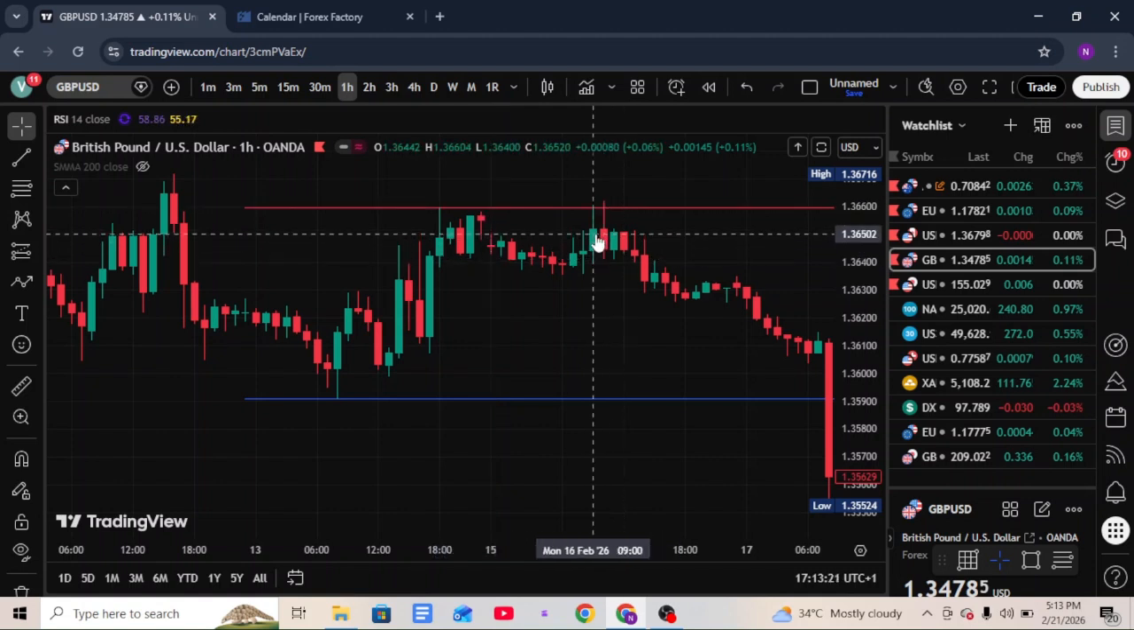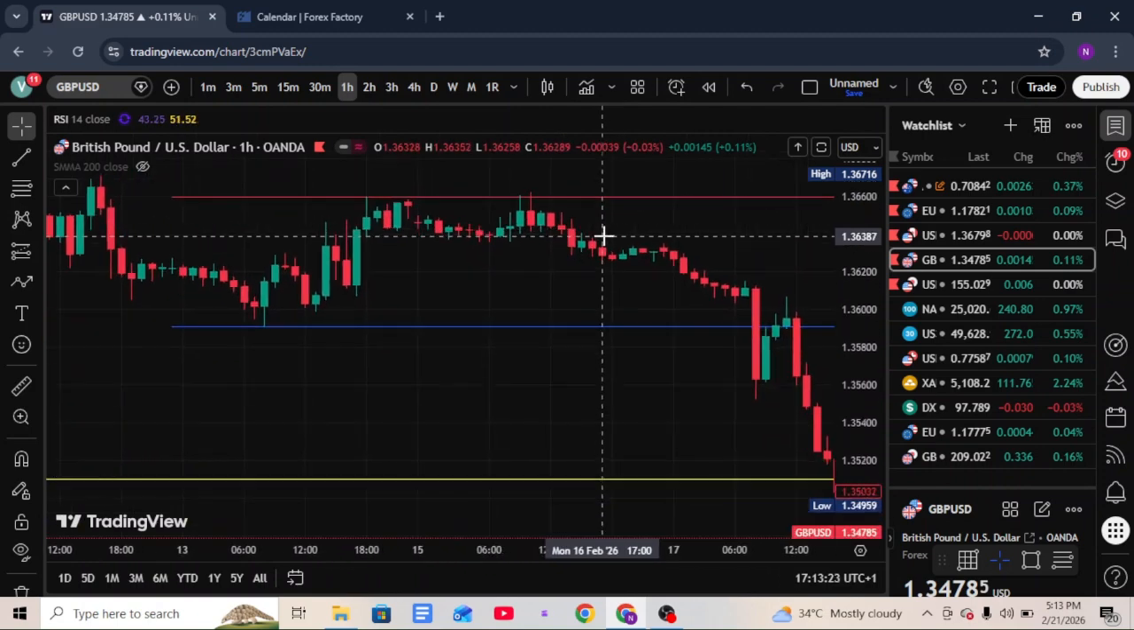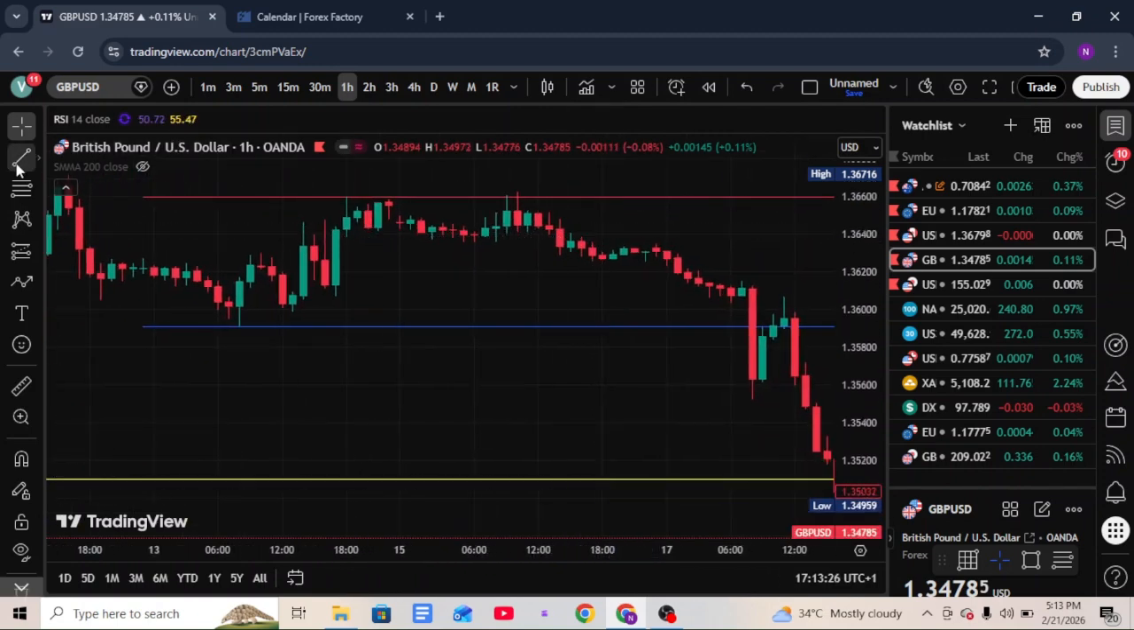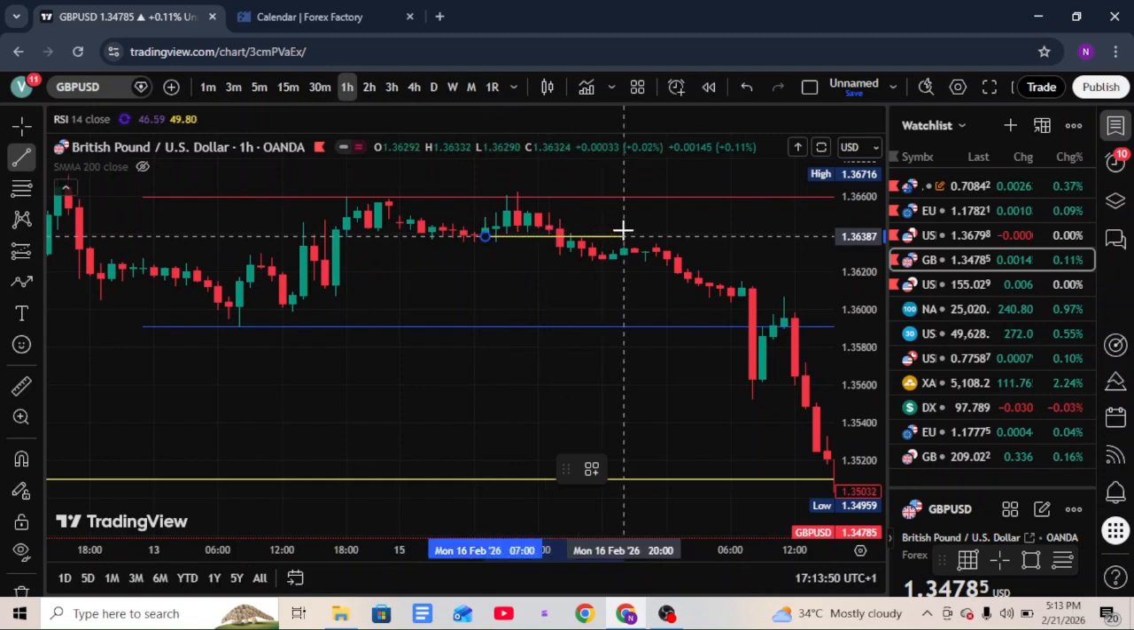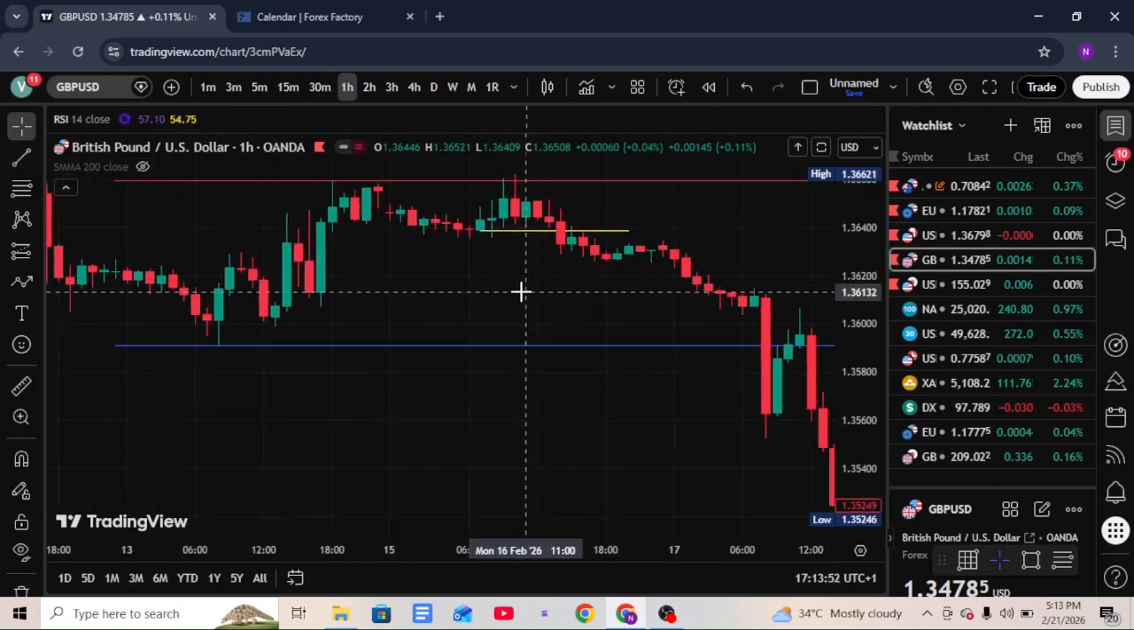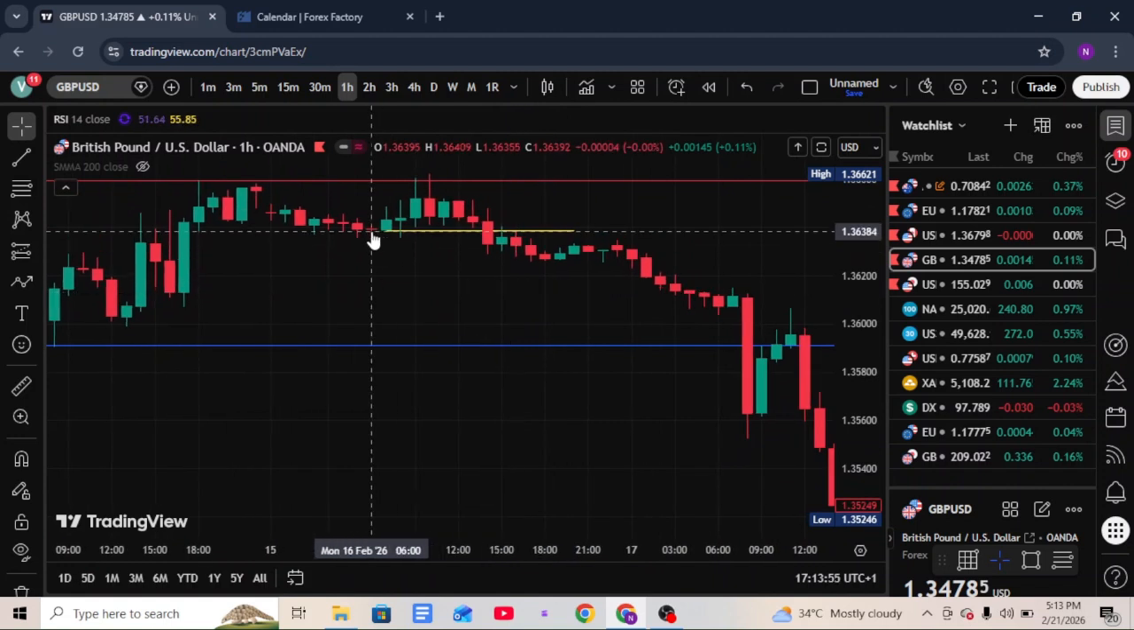What have I said about change in state of delivery countless times? You want to see the last bullish candle. Do you get my point? This one is the last bullish candle prior to the high that was taken. So we want to mark that out. Why is it the last bullish candle? The candle you are seeing next to it is a bearish candle.